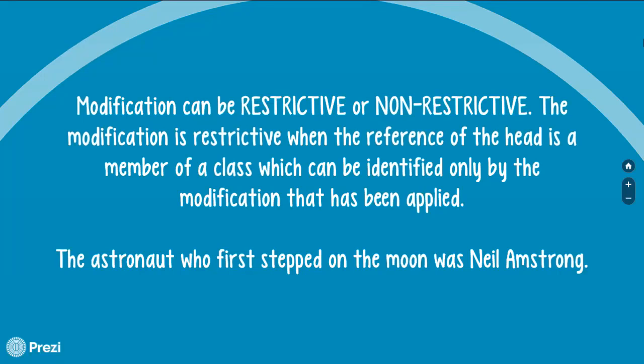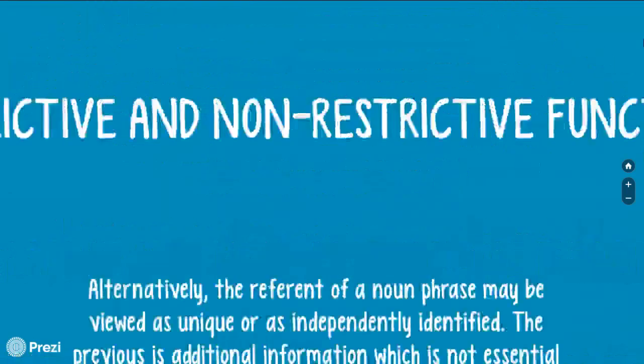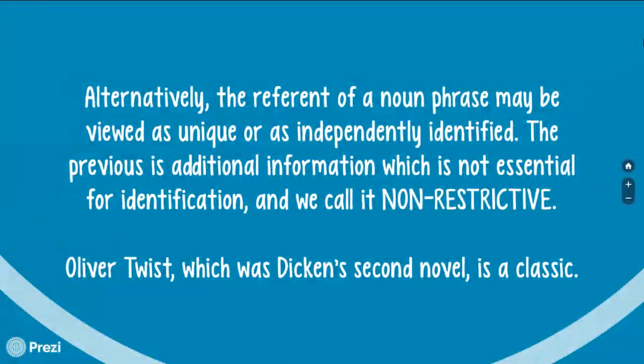In this case, this relative clause serves a restrictive function because we are talking about a specific astronaut. Our relative clause helps us identify which astronaut we are talking about. Neil Armstrong was not any astronaut who stepped on the moon. He was the first one. Alternatively, when we do not need to identify the head noun because it was already identified or because it's unique or independently identified within the clause, in this case we have a non-restrictive function. Non-restrictive relative clauses are not essential information and they are not needed to identify the head noun.